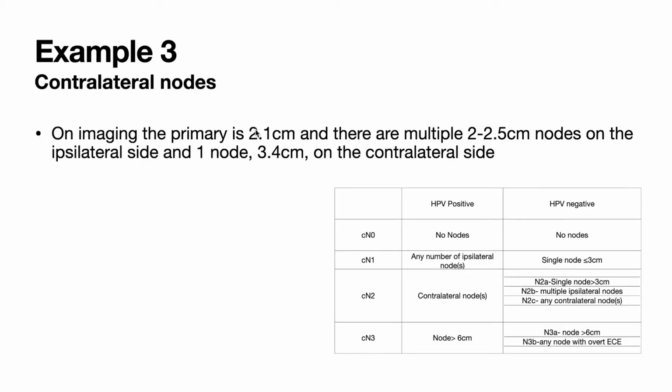On imaging, the primary is 2.1 centimeters, and there are multiple 2.5 centimeter nodes on the ipsilateral side, and 1 node, 3.4 centimeters, on the contralateral side. So there's a lot happening here. Let's dissect it. For HPV positive, 2.1 centimeters, this is going to give everyone a T2 classification. There are multiple 2 to 2.5 centimeter nodes on the ipsilateral side and one node that's large on the contralateral side. So again, the size doesn't matter, the number doesn't matter in clinical staging for HPV, just the side. This is contralateral, this is going to be a T2N2. And for HPV negative disease, the highest risk feature is the contralateral side. This is going to be an N2C disease.